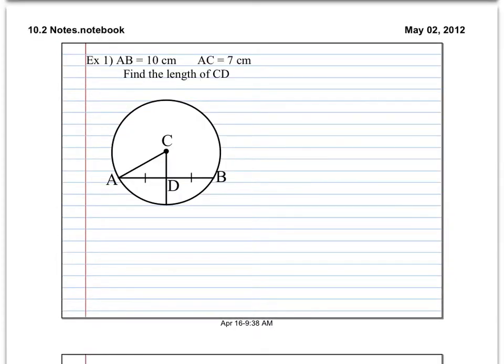First example. You need to find the length of C to D. You're given the length of A to B as 10 and the length of A to C, which is the radius, of 7. So for all these questions you're going to be using A squared plus B squared equals C squared. It's just a matter now of knowing what you're looking for. In this case, you're looking for A.